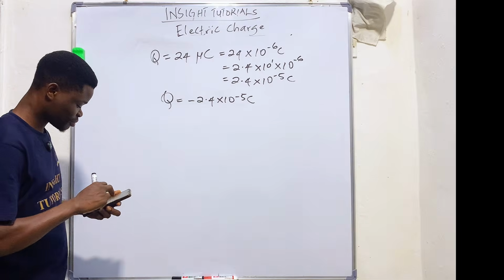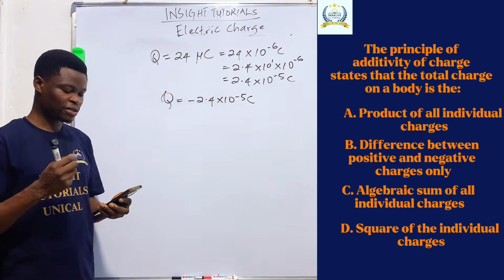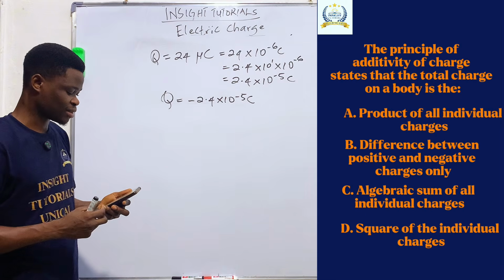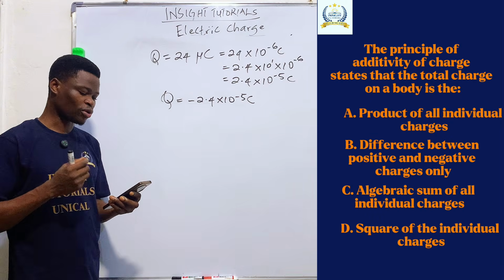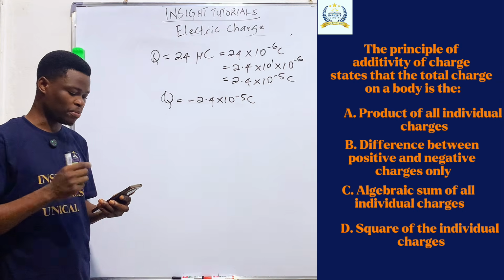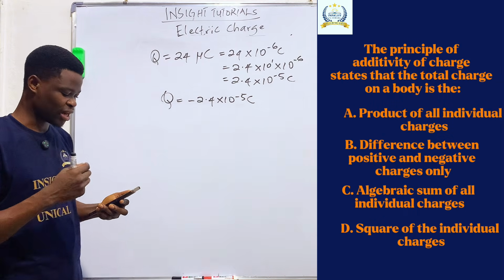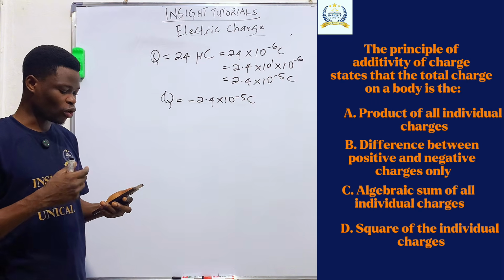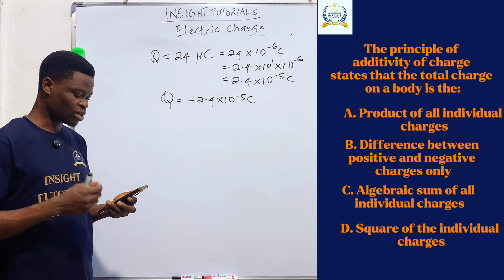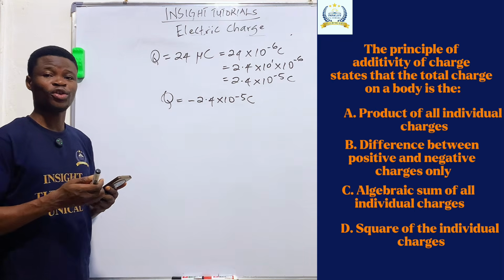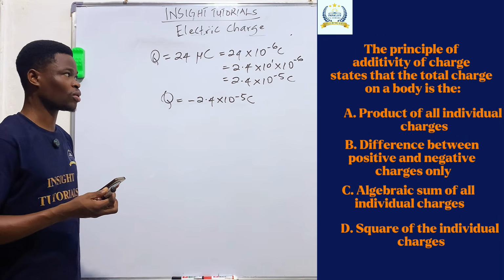Next question. The principle of additivity of charge states that the total charge on a body is the A, product of all individual charges, B, difference between positive and negative charges only, C, algebraic sum of all individual charges, D, square of the individual charges. All the other options are wrong except option C.